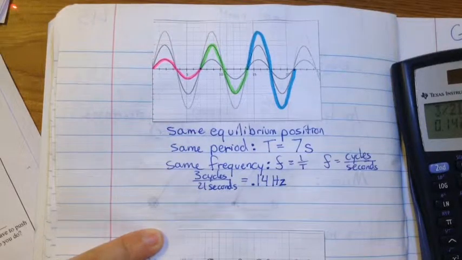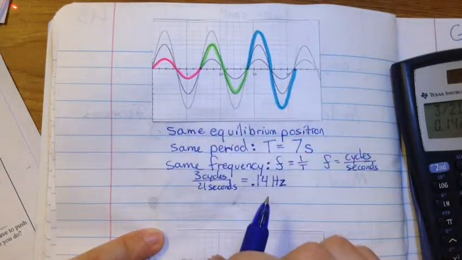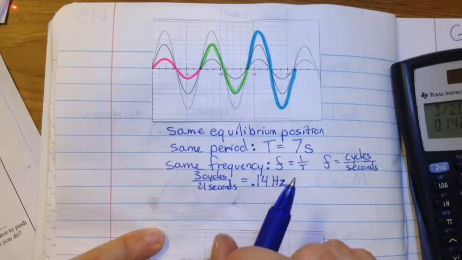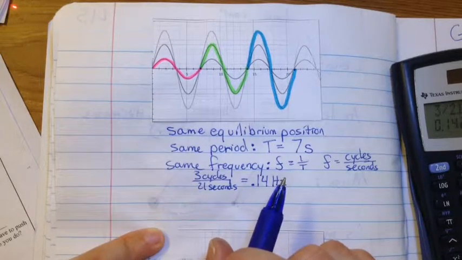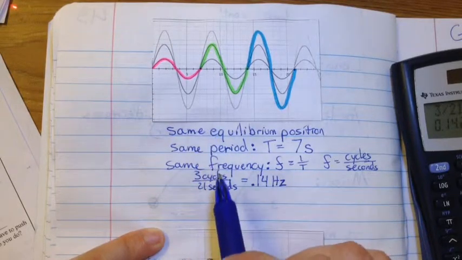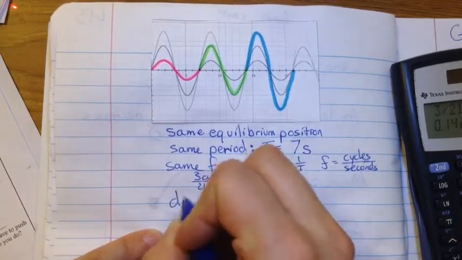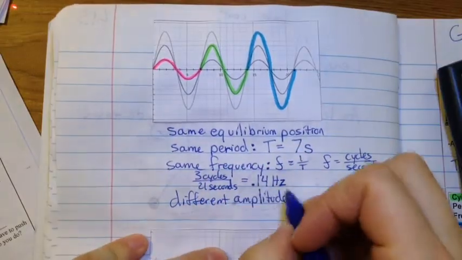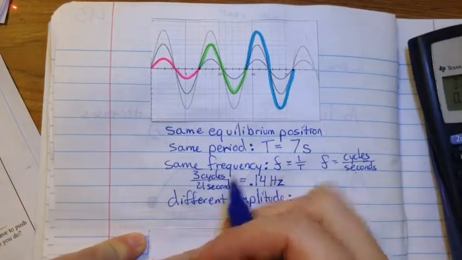So my question is this. What is different? Are these 3 graphs, pink, green, and blue, exactly the same? No. What is different? They have the same equilibrium position, same period, same frequency. Guys, length. Come on, use the vocabulary. Amplitude. Different amplitude. So let's measure those amplitudes.